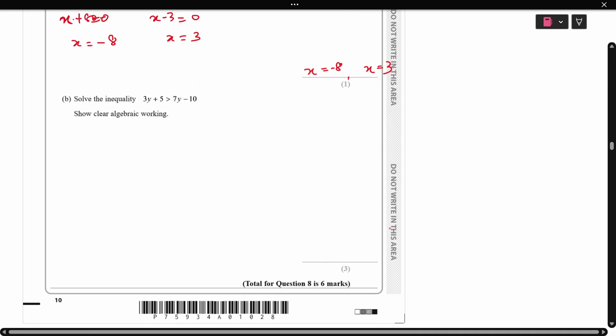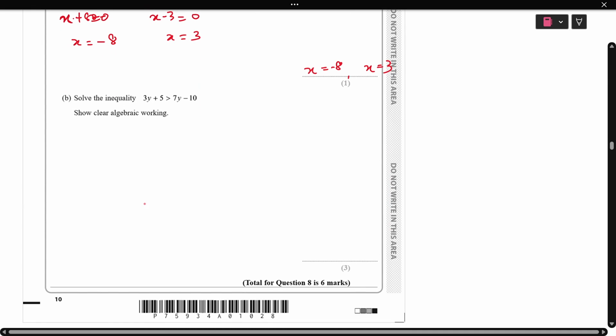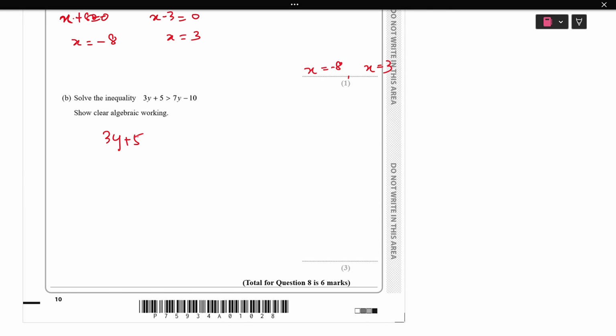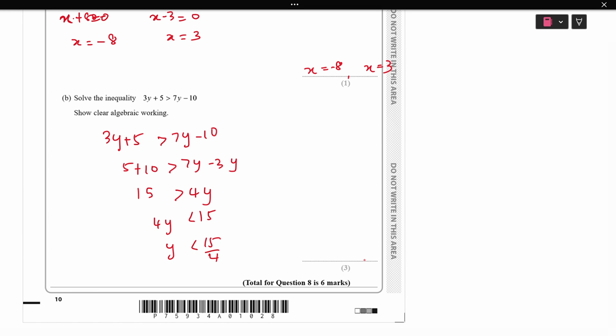Next one, solve the inequality here. Okay, 3y plus 5 greater than 7y minus 10. So I'll bring 10 this side. So 5 plus 10 is greater than 7y minus 3y. 15 greater than 4y. So I'll swap this side. 4y is less than 15. So y is less than 15 over 4.